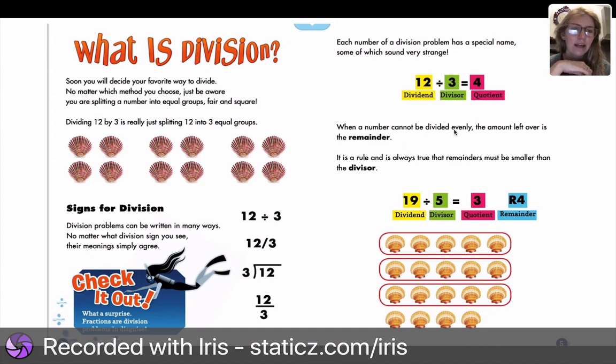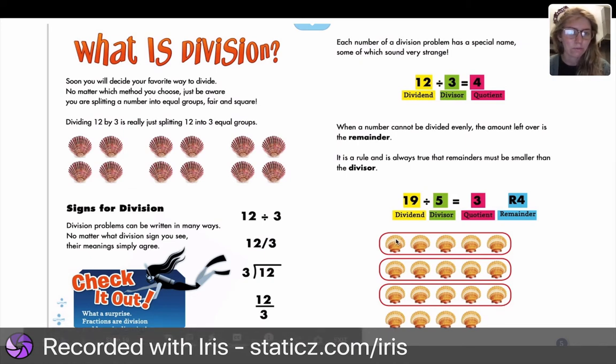When a number cannot be divided evenly, the amount left over is a remainder. It is a rule, and it is always true, that remainders must be smaller than the divisor. So that basically means that if I have a remainder of like 5 in this problem here, that doesn't exist because I could make another group of 5. So then I could make another group of 5 and it wouldn't be a remainder.